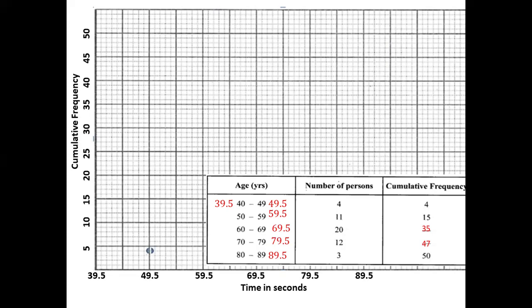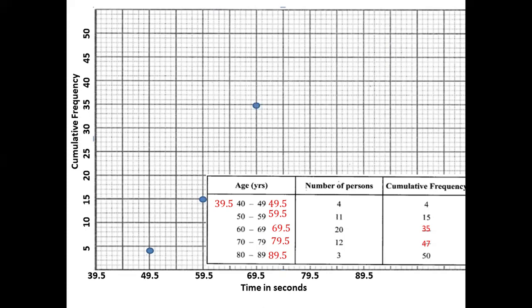All right, so we're gonna have 4. Up to 49.5, we have 4 persons, right? That visited the clinic. And then cumulatively, 4 plus 11, we have 15 persons up to 59 years. And then continue with the information 35.